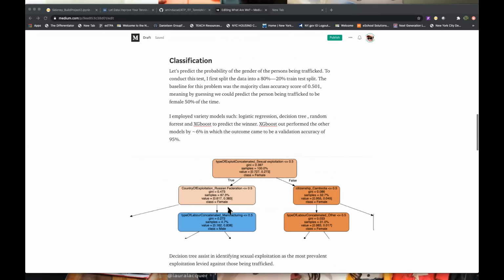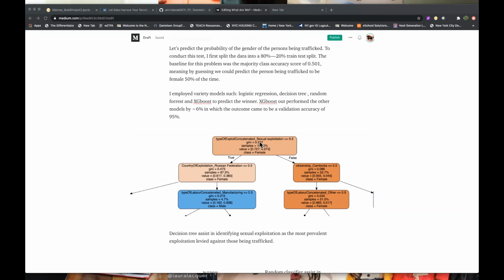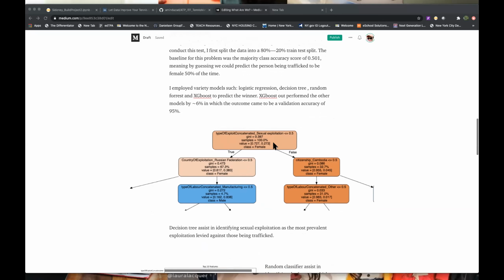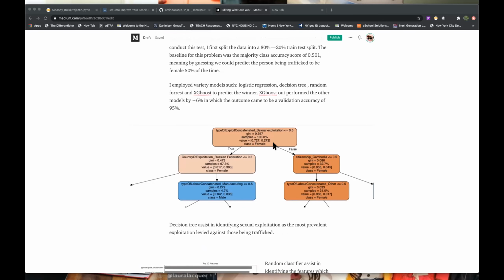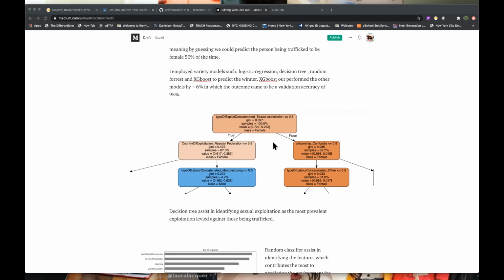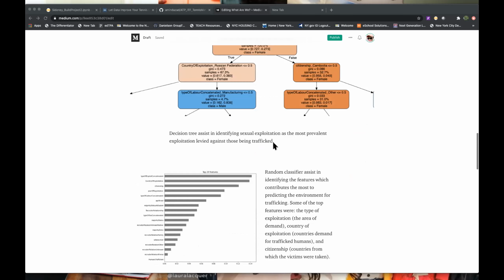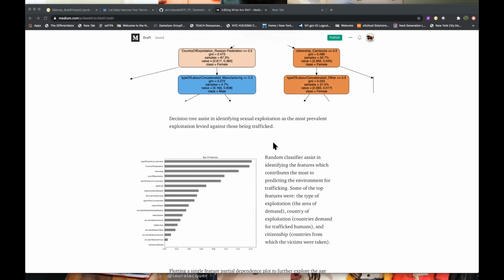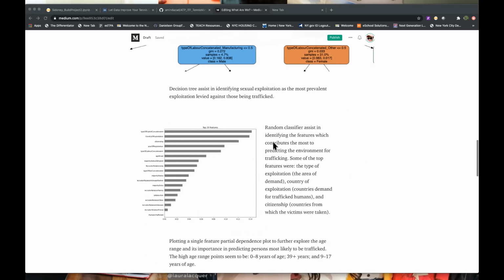So I did a tree. I ran a tree regression, and basically the decision tree says that the type of exploitation that's most determining of if you're going to be trafficked is sexual exploitation. And then some of my top features in the random forest classifier were exploitation type, the country of exploitation, and citizenship.